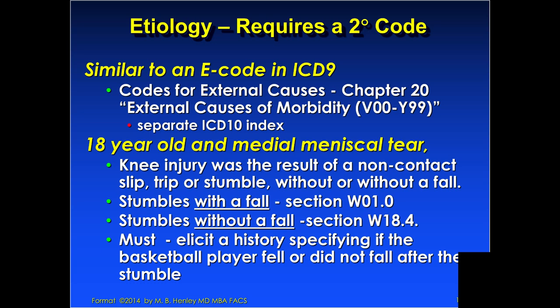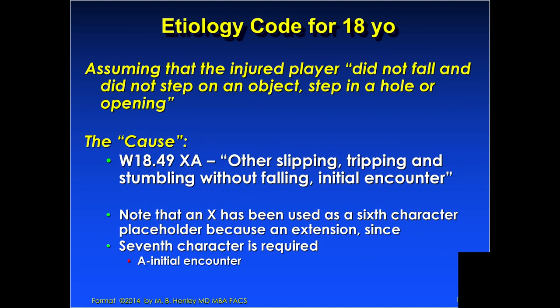The etiology codes are similar to the E codes, as I said, for external causes. But in order to code how this was injured, you have to know whether he fell or did not fall when going to the hoop. Did he go to the ground or not? So that requires increased specificity in your documentation. So you can see without a fall is W18.4, so you must elicit that from the kid. Assuming that the injured player did not fall and did not step on an object, step in a hole or opening, the cause is W18.49XA. Note the X again in the sixth character.